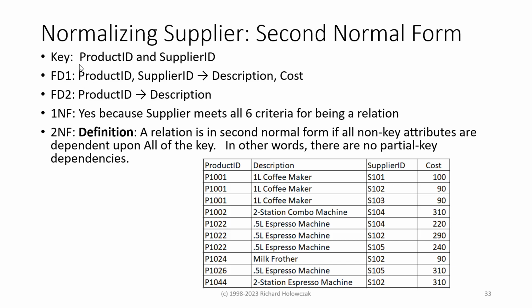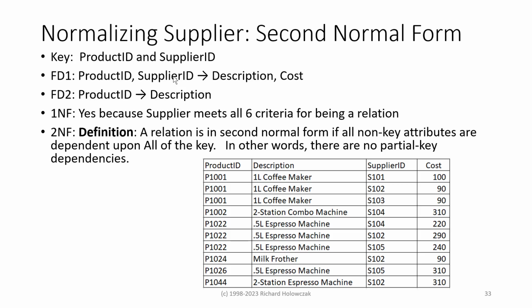If we look at our relation, we notice that some of the attributes make up the key, product ID and supplier ID. We say that these are the key attributes. That leaves description and cost as our non-key attributes. So a relation is in second normal form if all of these non-key attributes, description and cost, are dependent upon, and I'm pointing at the arrow here, all of the key. That means description and cost must be dependent upon all of the key, product ID and supplier ID together.